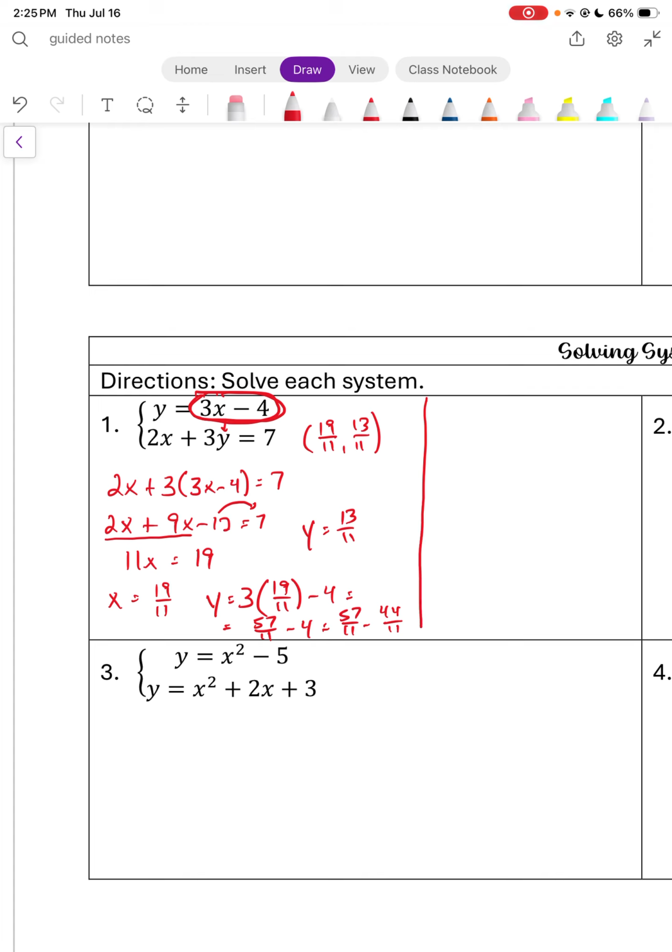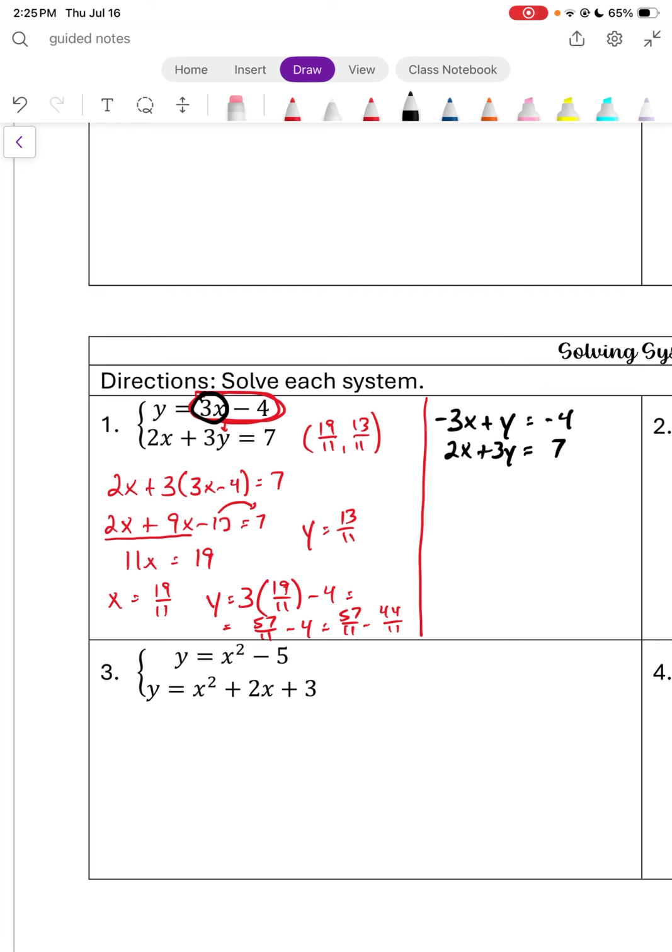Now we can also solve this with elimination. With elimination, we have to get everything lined up. So in my first equation, I'm going to take this 3x and put it on the other side and write it as negative 3x. Leave my y where it's at, and it's going to equal negative 4. The second equation is already lined up like I want it: 2x plus 3y equals 7.